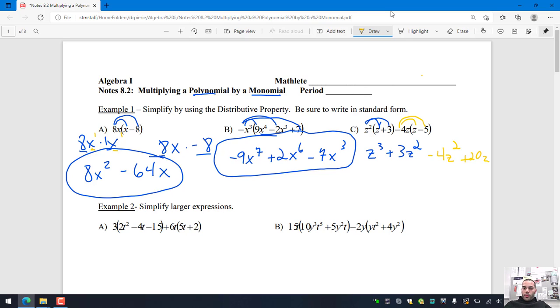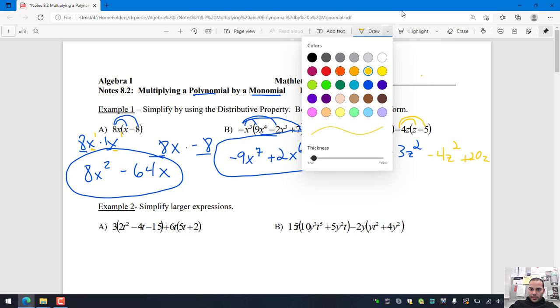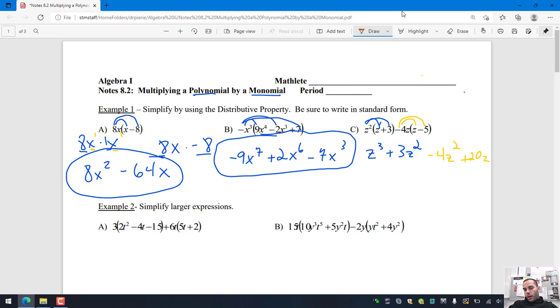Okay, so those are the individual pieces, but we have to remember we can combine like terms if it's possible. So what I'm searching for are any of the variables that have the same exponents. Do I have any other terms that have an exponent of 3 for z cubed? No, so it doesn't combine with anything. But then the next term I see is positive 3z squared. And what I realize is that this term can combine with this term.